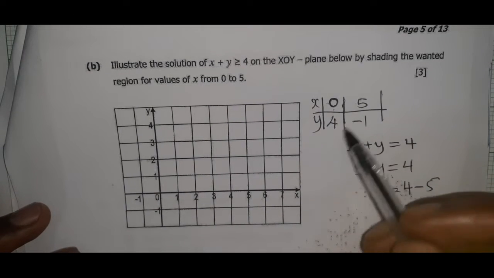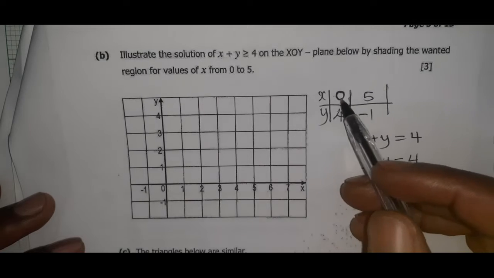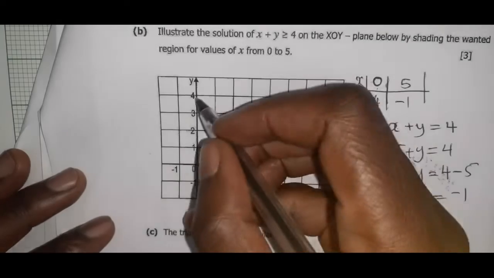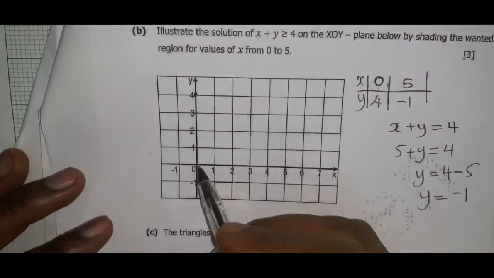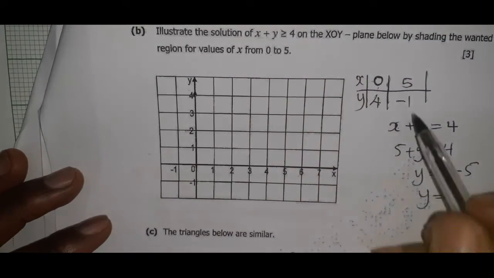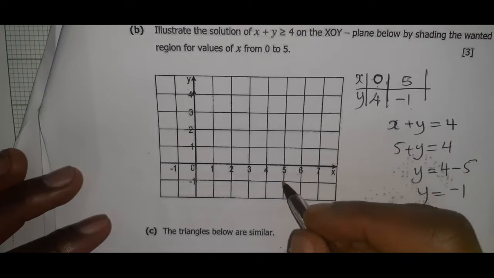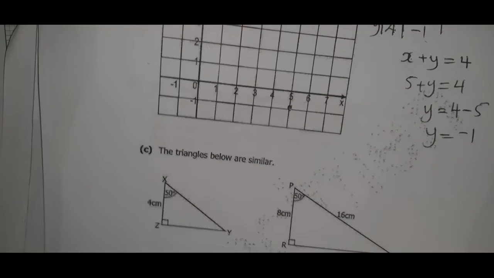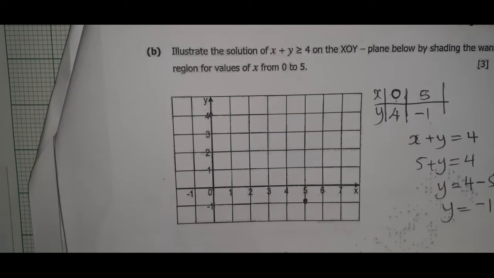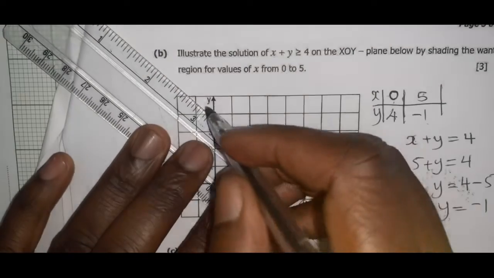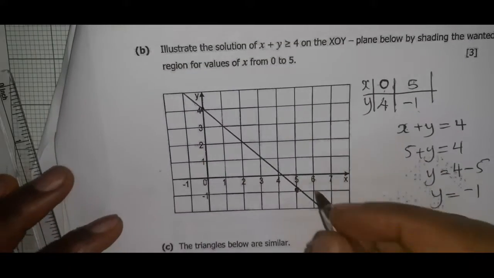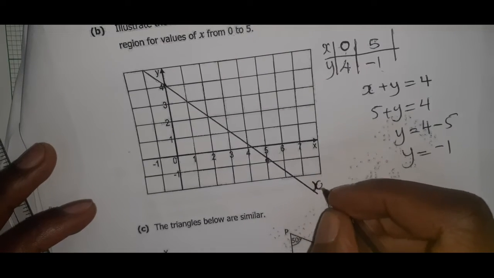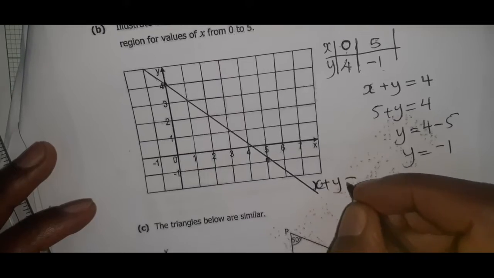So you can use these two coordinates here. 0, 4. Where is it? It's this point here. 0, 4. Then you have got 5, -1. 5, -1. This point here. Okay? So we join these 2 points. Then we can write this as our equation here. What is it? x plus y is equals to 4.